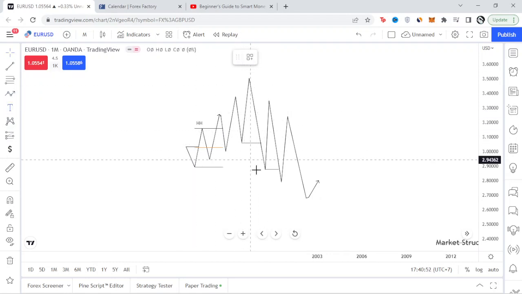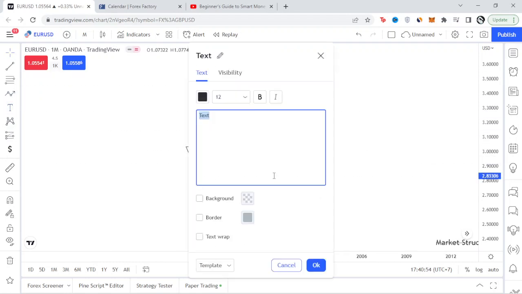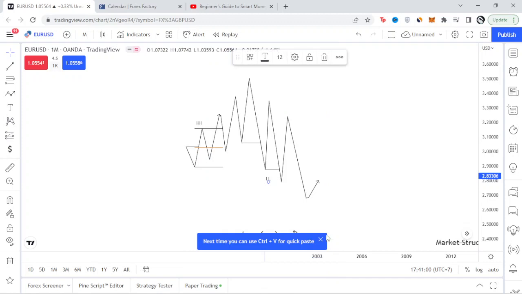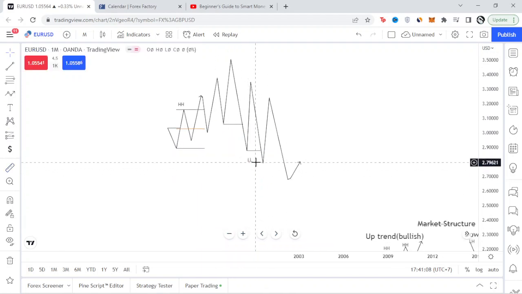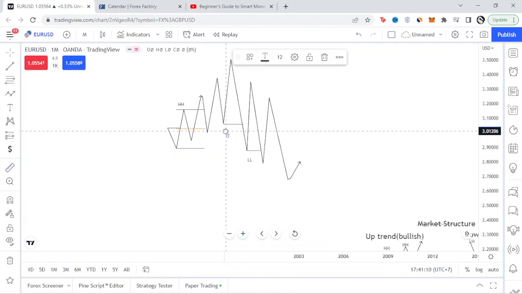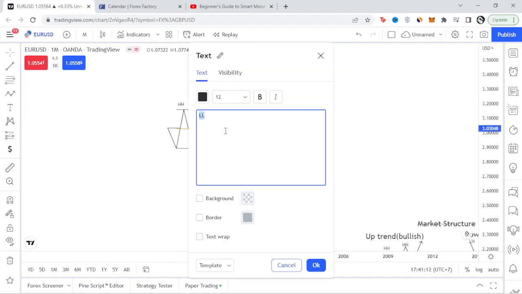So yeah, this breaks, now it turns into a lower low, because this low is lower than this low, and it should probably be your higher low here.